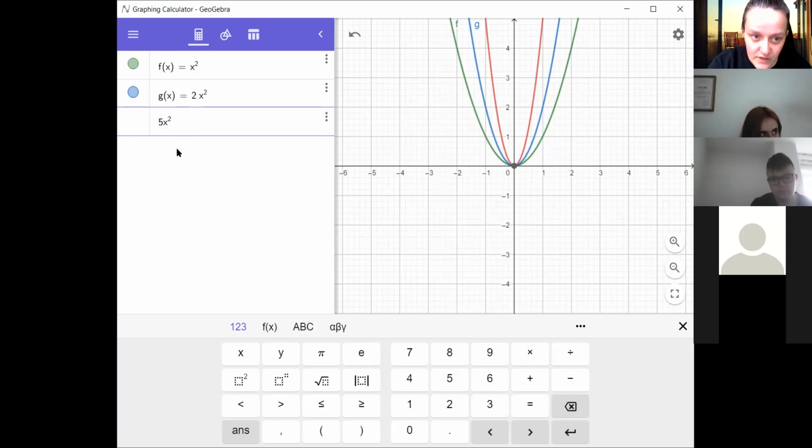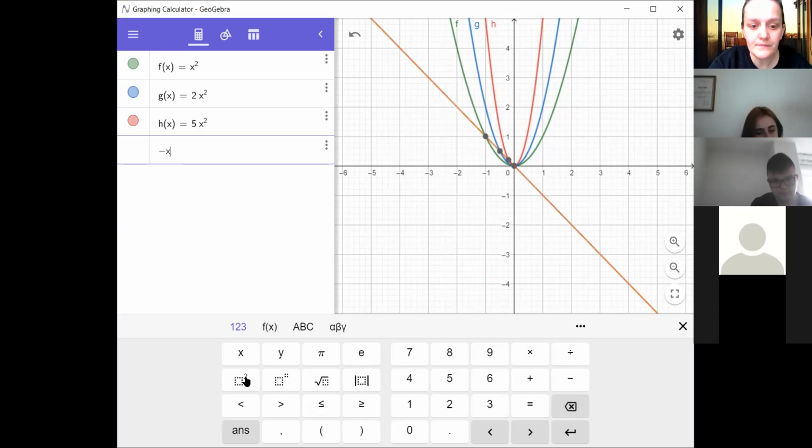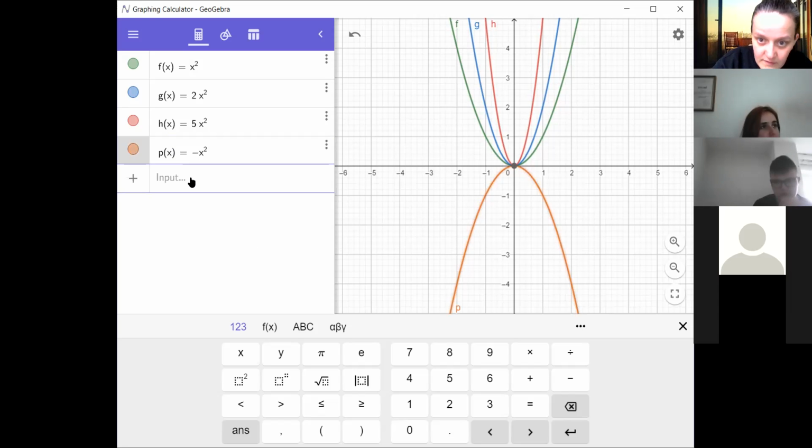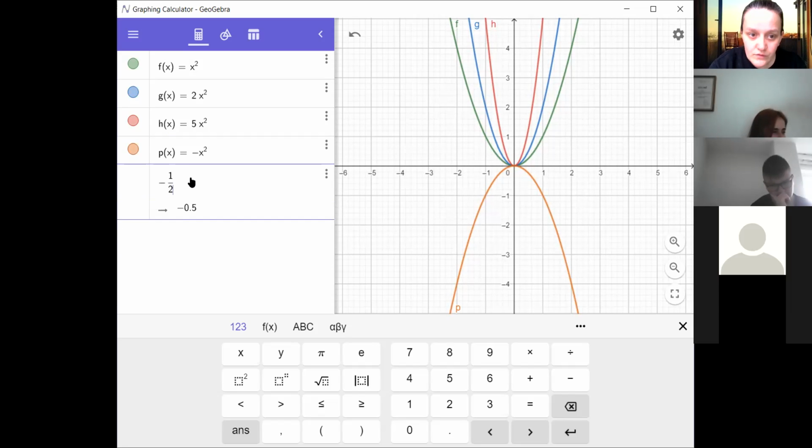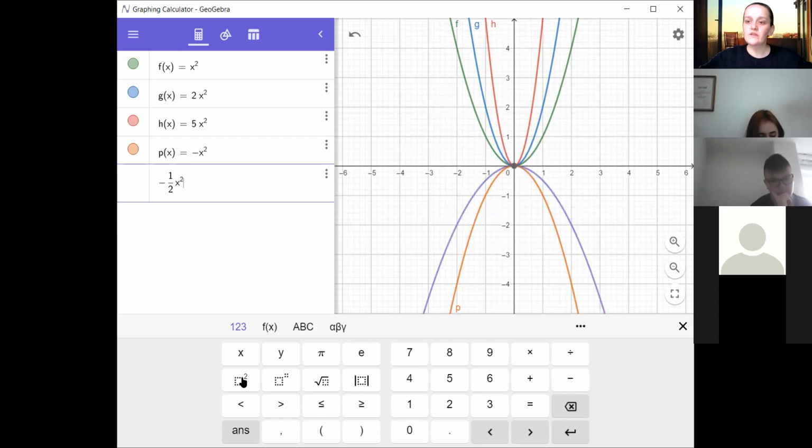But for the negative ones, minus x squared will be downwards. It will be the same but the opposite. Yes, opposite direction, let's say. Minus, let's do 1/2. So I have here 1/2 x squared. Look how it gets more open.